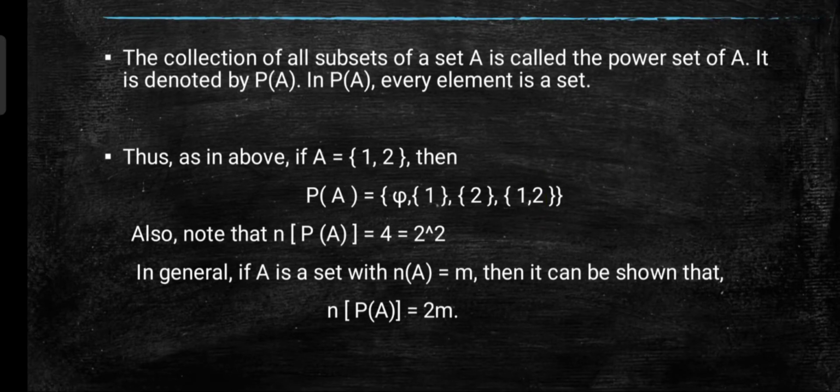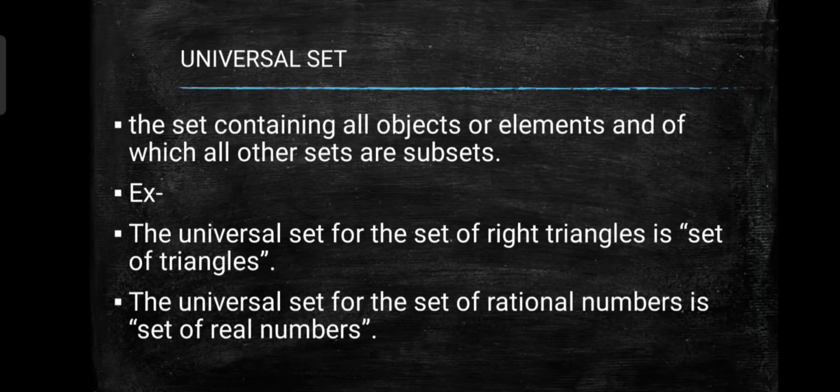And then how do you find the number of elements in a power set? You just use 2 to the power of the number of elements in the given set. The given set is {1, 2}, so we have 2 elements, right? You just substitute it in 2 power n: 2 power 2 is 4. That's how you find that.